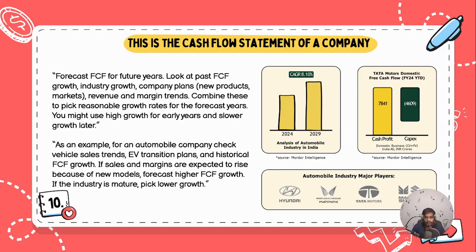So as an example, for an automobile company, check the vehicle sales trend, how much vehicle sales the company is having, the EV transition plans, as I told, and historical FCF growth. If the sales and margins are expected to rise because of a new model, forecast higher FCF growth. If the industry is mature, pick lower growth. It's easy, right?